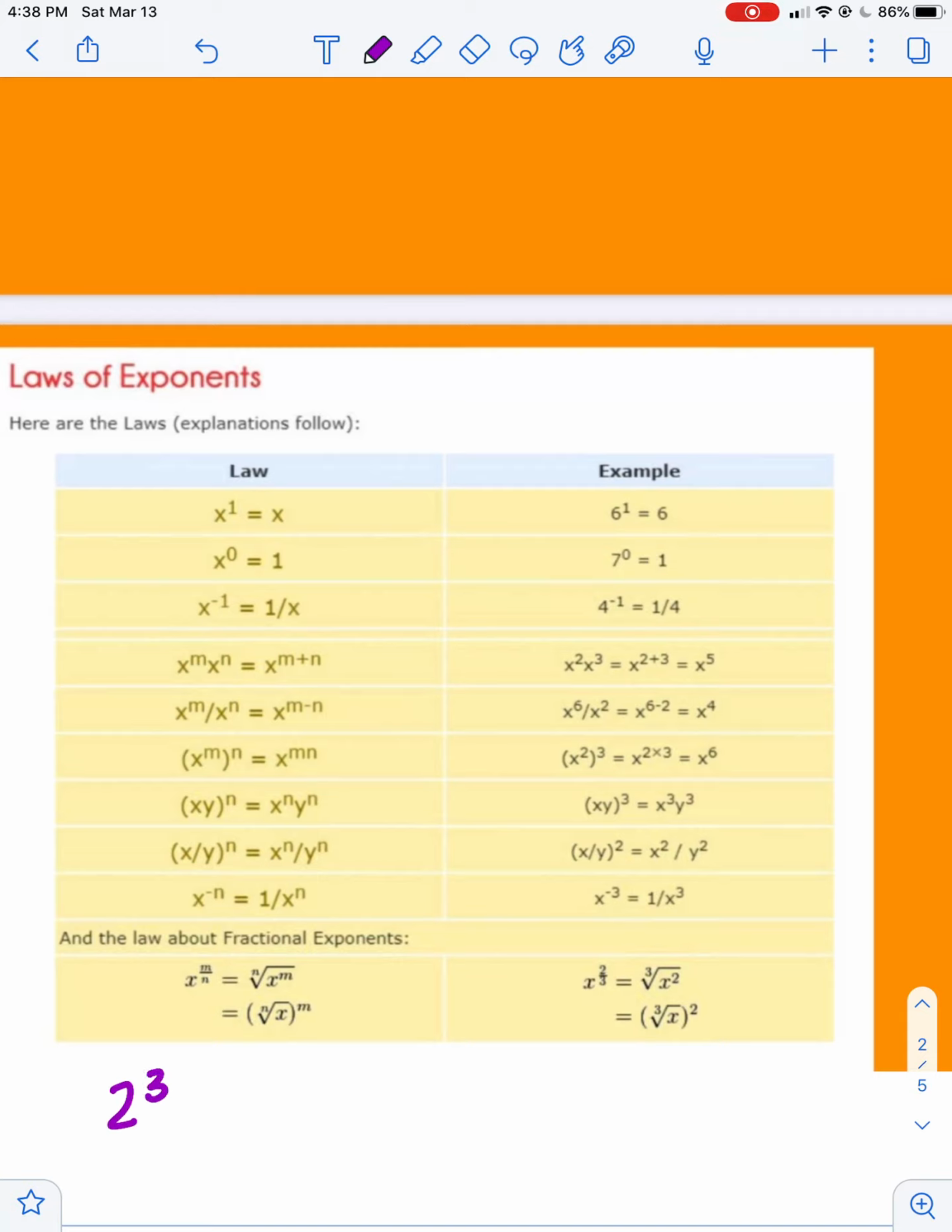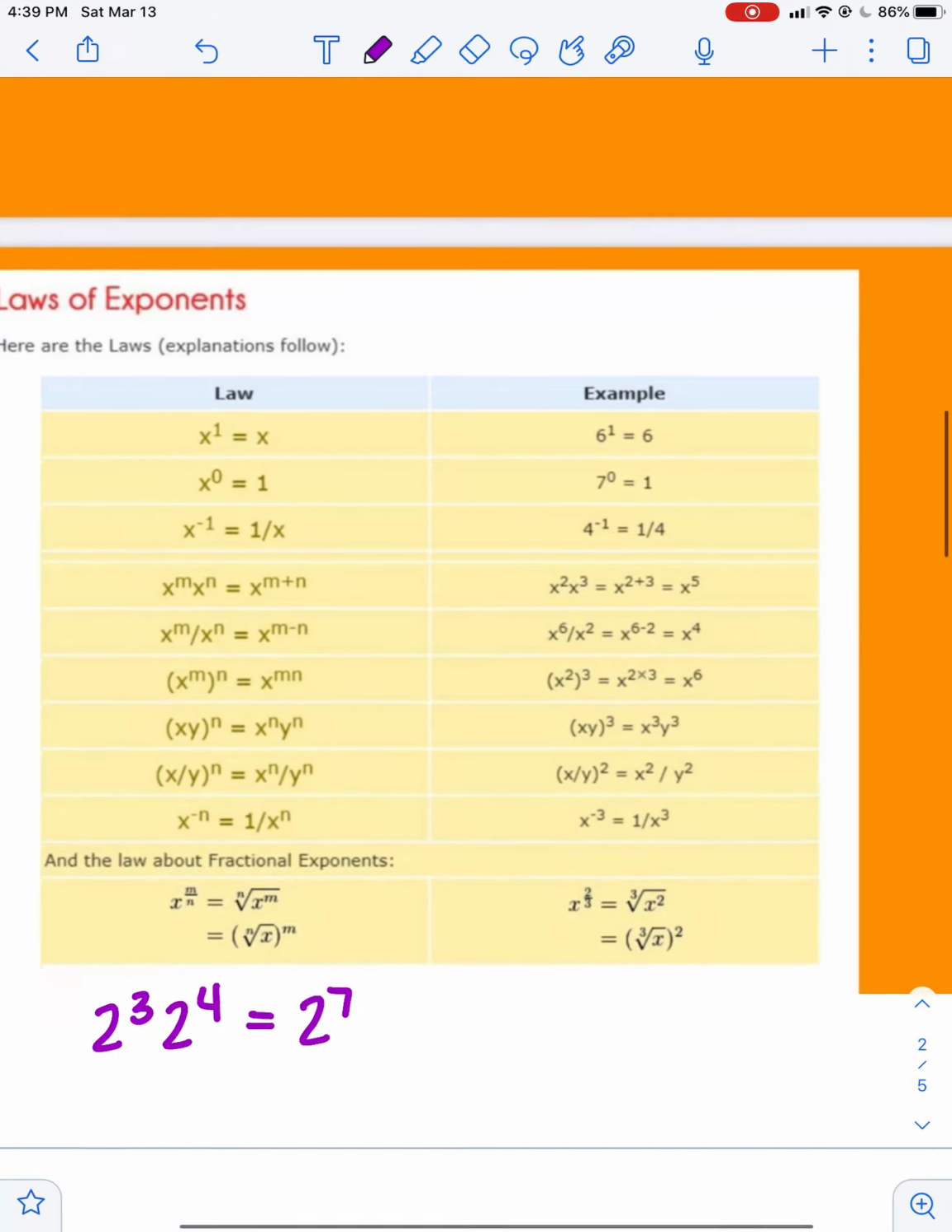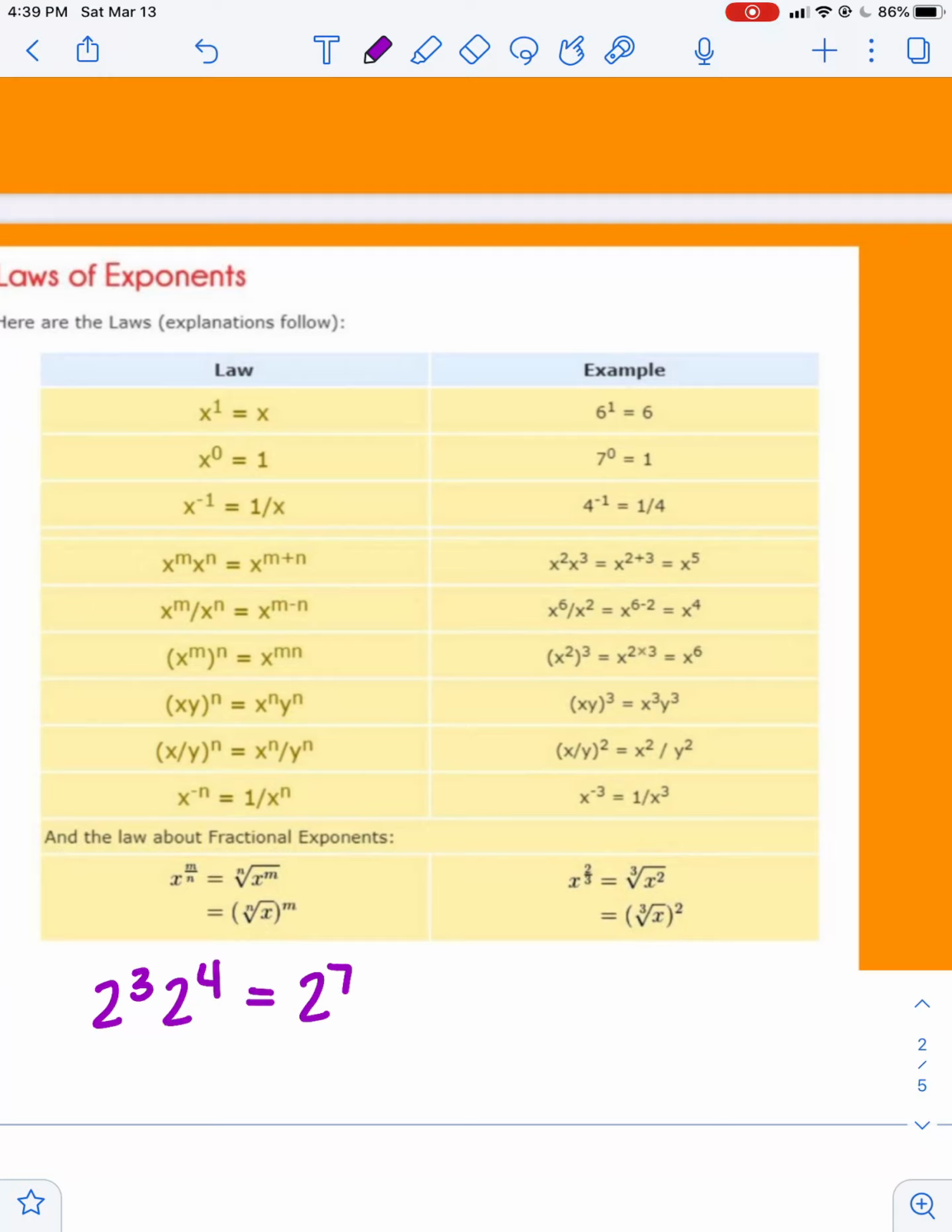So if I were to have something like 2 to the 3rd times, and it has to be multiplication, times 2 to the 4th, I can combine those to get 2 to the 7th, okay? But they have to be being multiplied together. If they're being added together, that does not work, okay? Hold on, I'm going to continue on that.